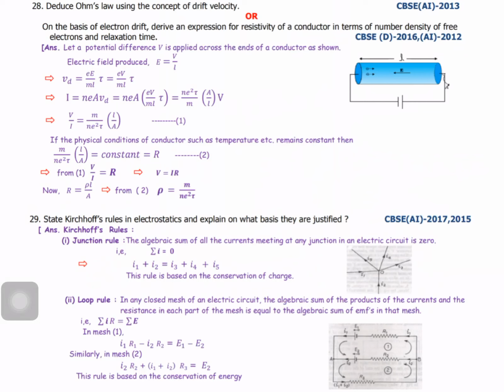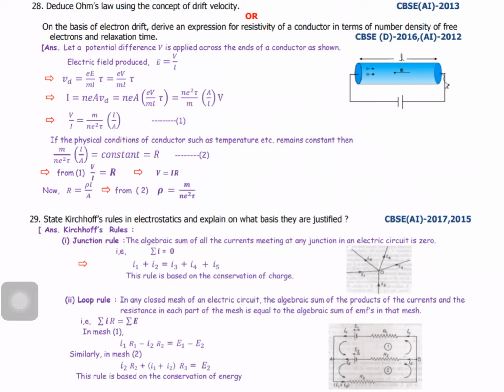Very simple. What is that? Here we are going to see only the voltage value, the total voltage for the closed mesh or closed loop or closed circuit. So summation of IR equals summation of E.